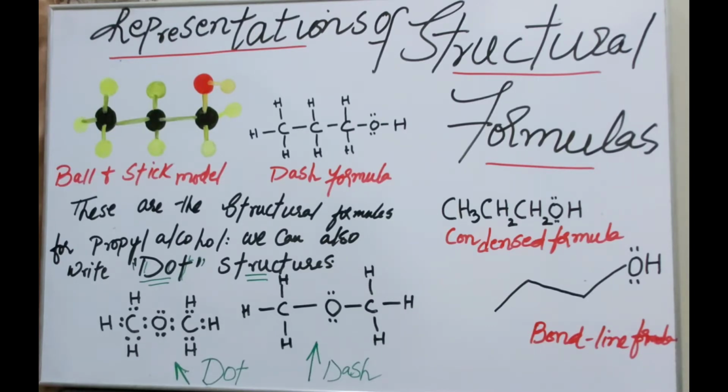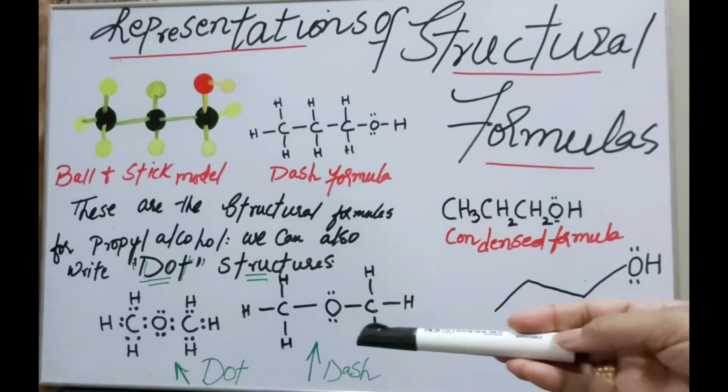We can also write the dot structures. Mostly we do not show the dot structures, but we need to spare some time. Here I've written the dot ones and the dash ones again. So these are all the forms for different compounds. Organic chemists have the command to use a number of ways to write structural formulas, as shown here in the ball and stick model, the dash formula, the condensed formula, and the bond line, which is the one formula below.